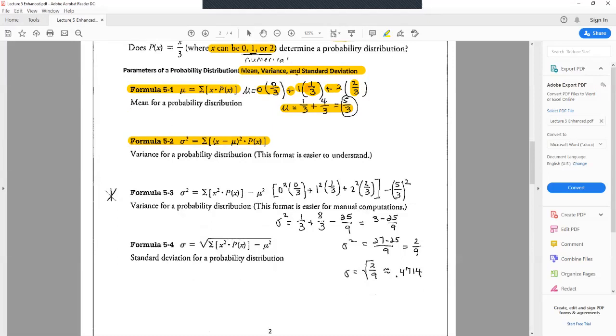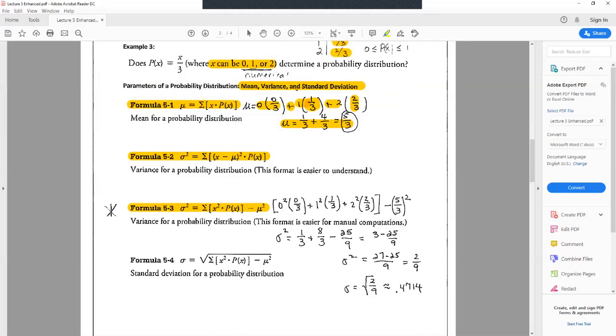We will be using formula 5.3. They actually give us 2 formulas to find variance. This one is easier to calculate. This one says that you take the sum of each x value squared times the corresponding probability, and then after you take that sum, you simply subtract off the mean squared. So what are the 3 x values? Well, the x values are 0, 1, and 2.